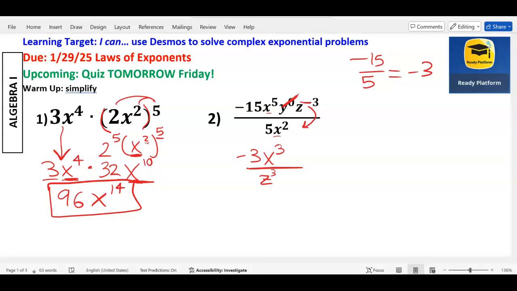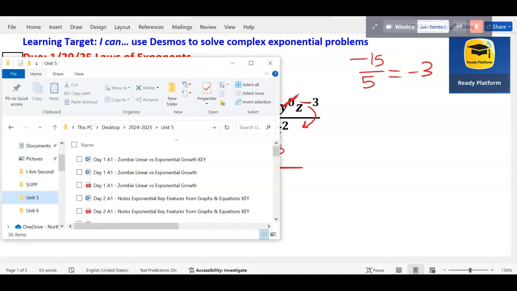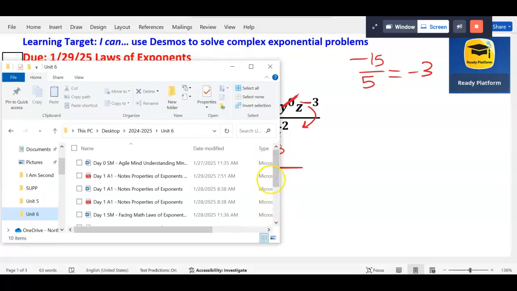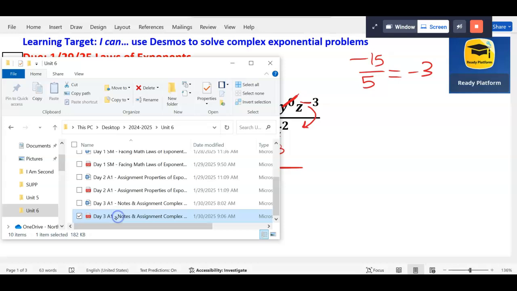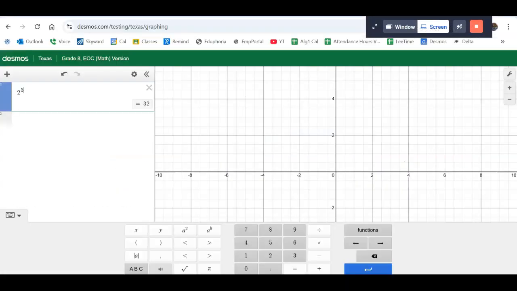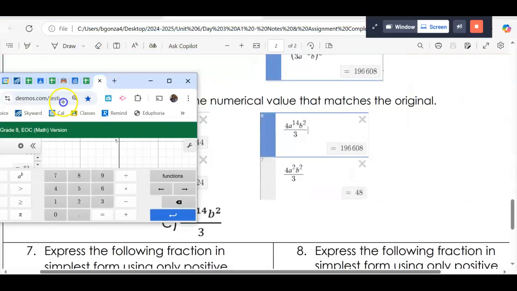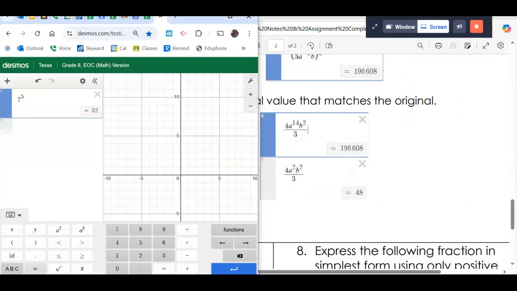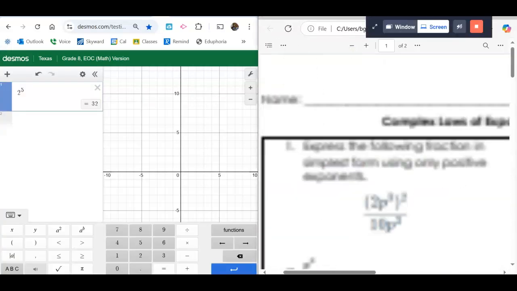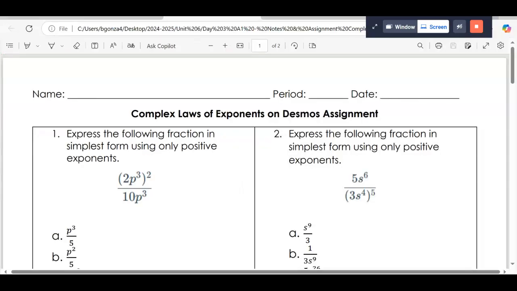Okie dokie. All right, so let's open up these notes. All right, here we go.